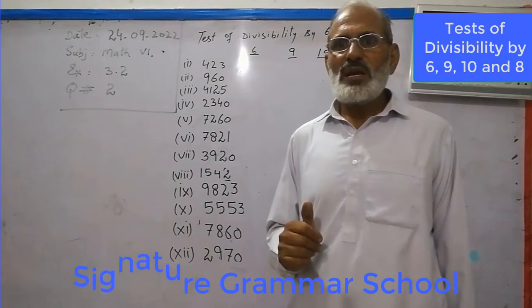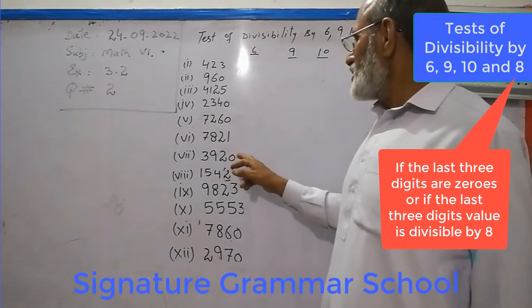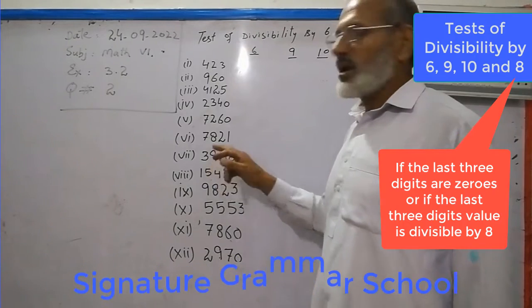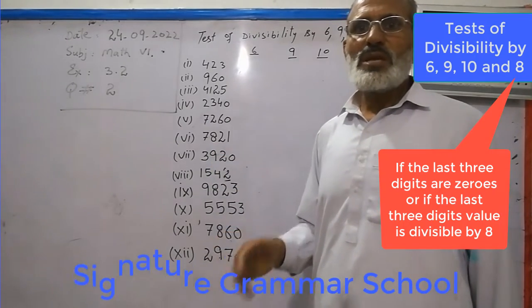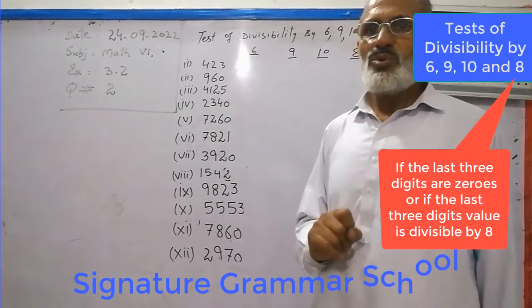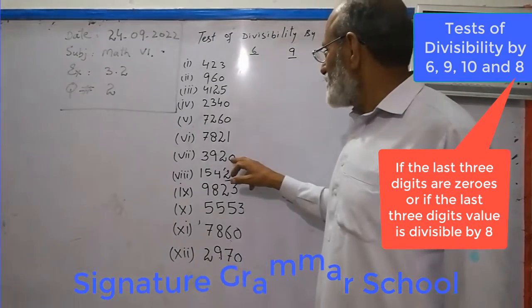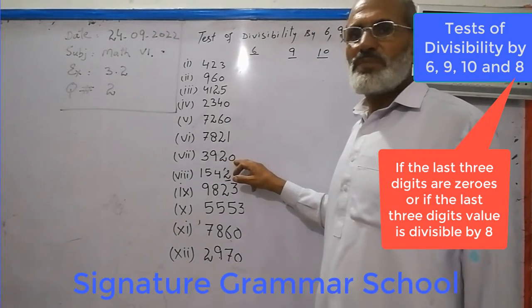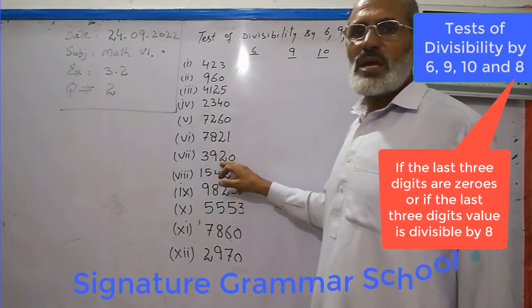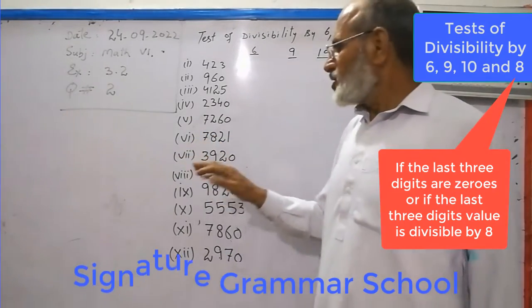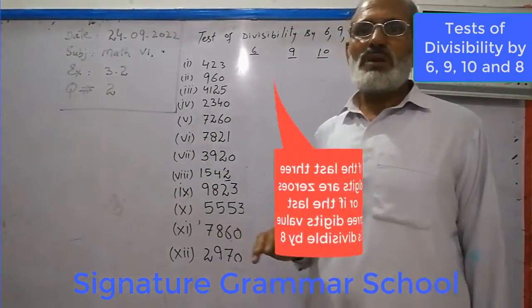For 8, if there are 3 zeros at the unit place, 10 place and 100 place, then that value is divisible by 8. Rule number 1. Rule number 2 is, if we take these 3 digits, the value of these 3 digits, meaning the unit place, 10 place and 100 place, and if that value is divisible by 8, then the whole value is divisible by 8.